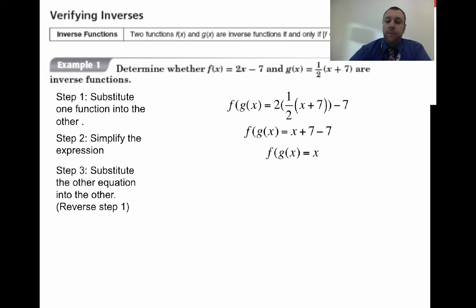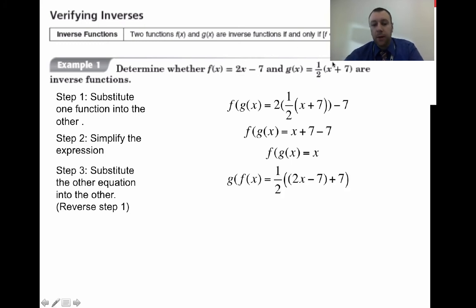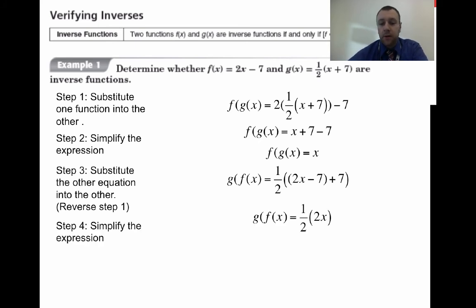The third step is I'm actually going to take this next function. I'm going to take this f of x, and I'm going to repeat the process, only I'm going to plug it in here. So I take one, I plug it into the other, and then I reverse that. So I took that 2x minus 7, I plugged it in for x. I then simplify. So the 7's cancel out, and then 1/2 of 2x is 1x.